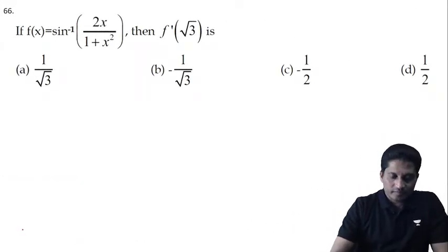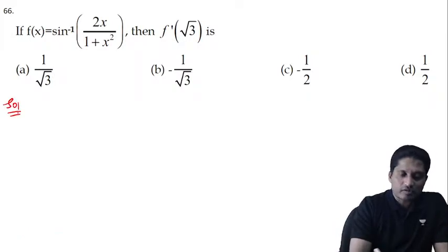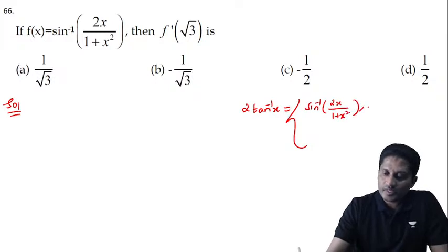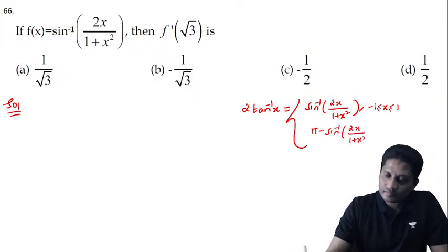Again, a 2020 problem. The differentiation changes based on the domain. 2 tan inverse of x is equal to sine inverse of 2x divided by 1 plus x square. This is applicable when x lies between minus 1 and plus 1. This will be pi minus sine inverse of 2x divided by 1 plus x square when x is greater than 1. Pi minus sine inverse of 2x by 1 plus x square when x is less than minus 1.